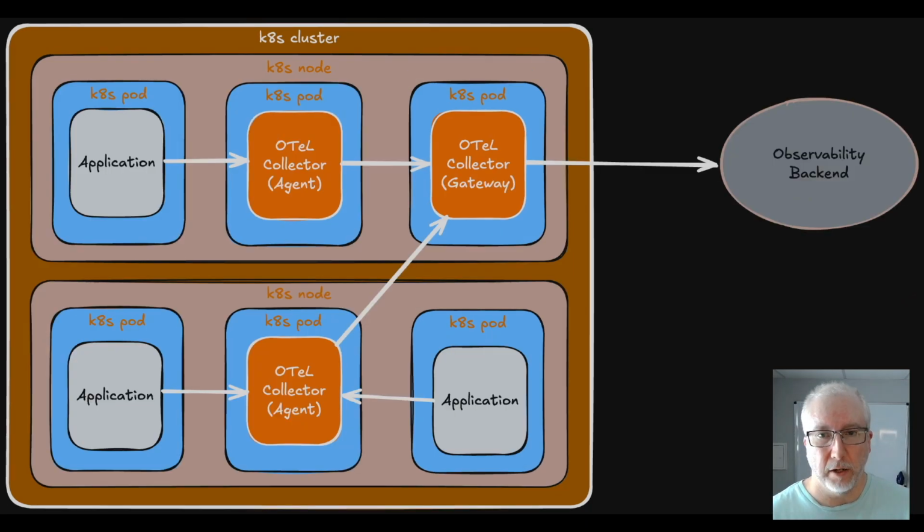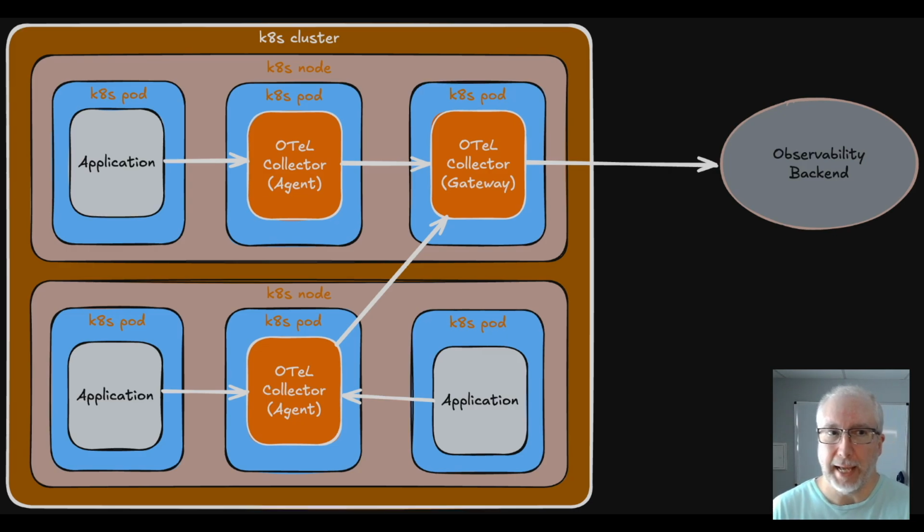So in this pattern, we're combining the agent and gateway patterns. So we have an OpenTelemetry Collector on every node acting as the agent, where the applications will send their telemetry data. And then we have a deployment within the cluster that acts as the gateway. And all the individual agent collectors will send their telemetry to that gateway, and then the gateway will send everything onto the observability backend.